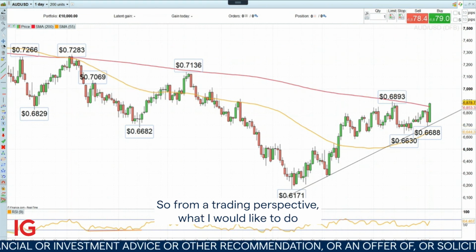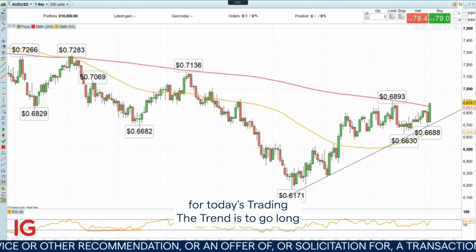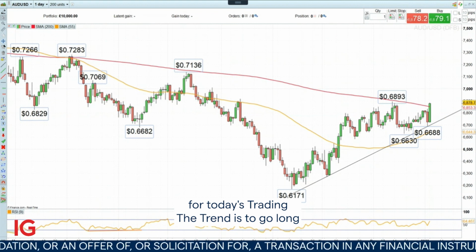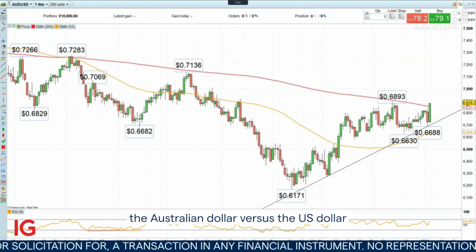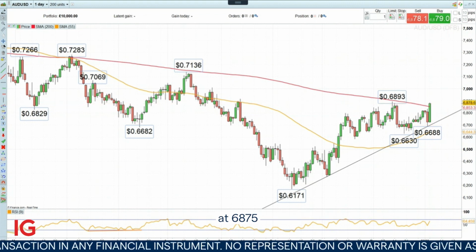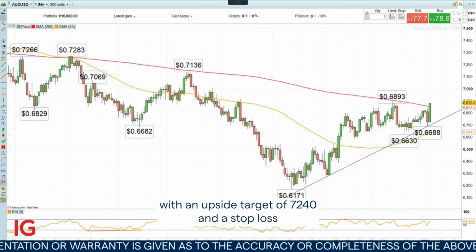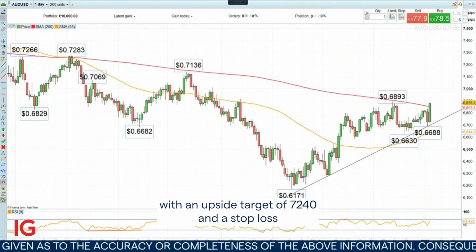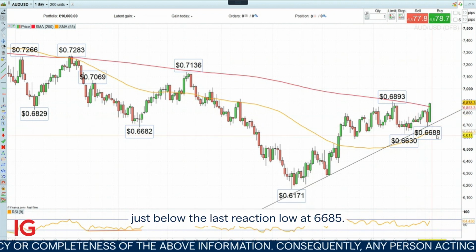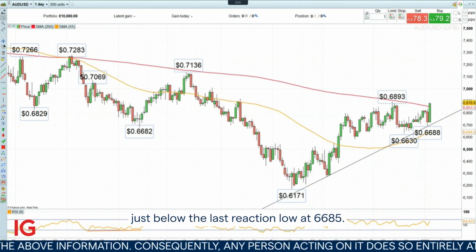So from a trading perspective, what I would like to do for today's Trading the Trend is to go long the Australian dollar versus the US dollar at 68.75 with an upside target of 72.40 and a stop loss just below the last reaction low at 66.85.